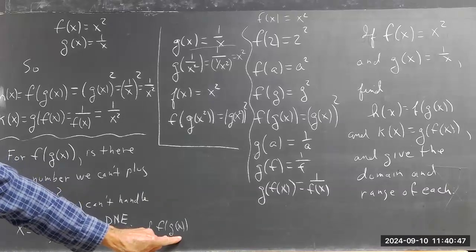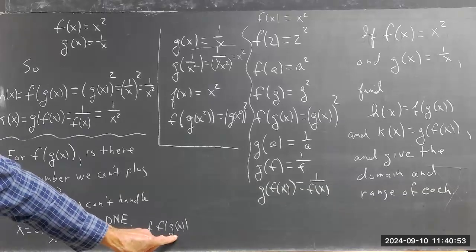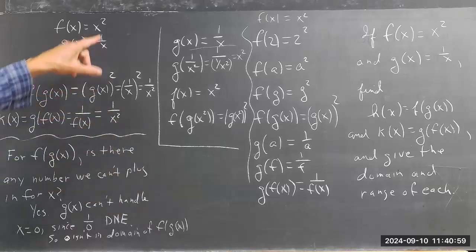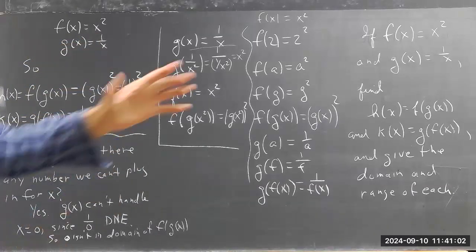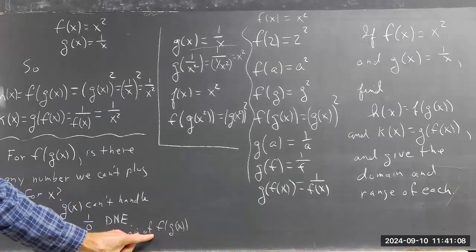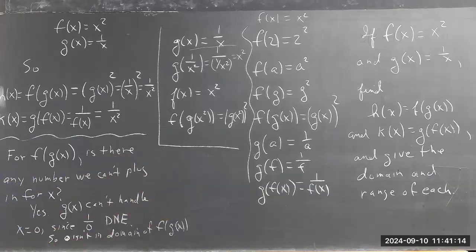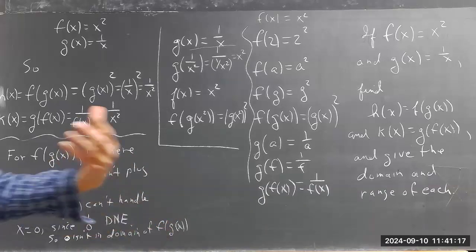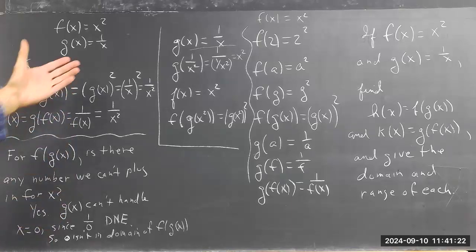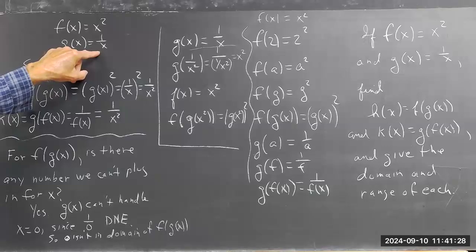Okay. Now, the next thing you've got to check for the domain is, are there any numbers that g of x can be that f can't handle? Well, f is the squaring function. You can square any number. So any number that you can get out of g of x, you can plug into f of g of x and you get the result. There's no other number that you can't put into g of x. You always get a number.